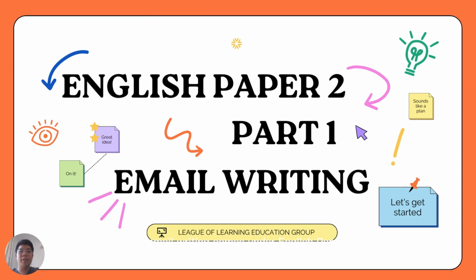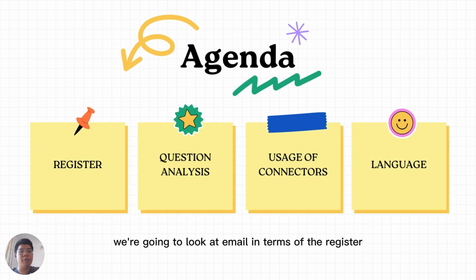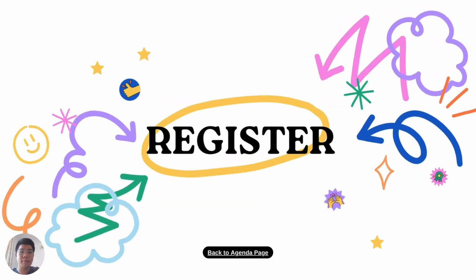Okay, so email writing comes under English Paper 2 Part 1. And today we're going to look at email in terms of the register, how we should analyze the question, what type of connectors we can use, and also what type of language we should use when writing an email in order to score the full marks. First of all, let's talk about the register first.